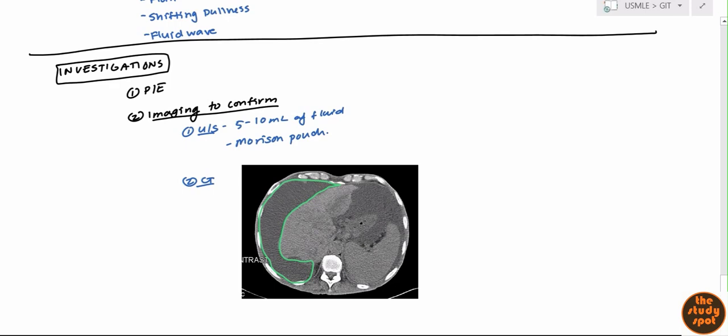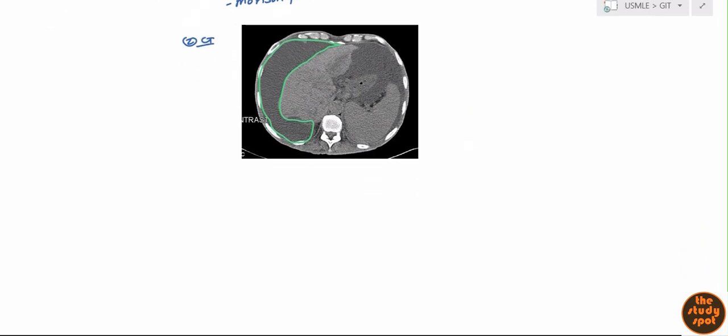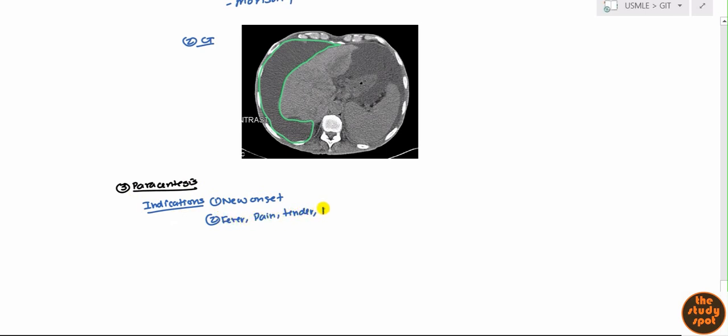Okay, so after you've done the imaging to confirm, the next most important procedure would be paracentesis. So when would you want to do paracentesis? Well, the indications are first if someone has new onset ascites. You definitely want to check out the fluid, see what it is. If they have ascites and they suddenly start getting a fever, pain, tenderness, or a high white blood cell count, that's pointing towards spontaneous bacterial peritonitis. You want to look at that.